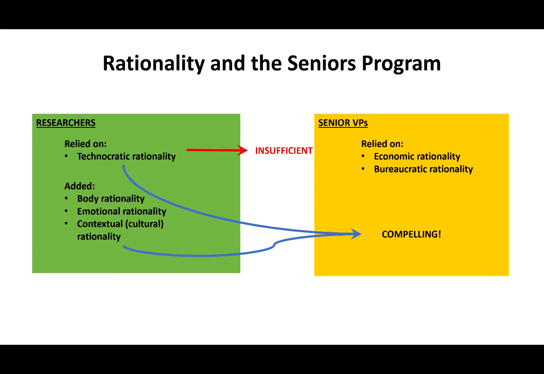I focused on the senior vice presidents and the researchers. You might want to take a moment to think about the researchers and the family physicians in the community. What do you think were the different types of rationality driving each individual's behavior? And what rationalities might you use to create a more compelling argument to those family physicians? You might do that on your own.